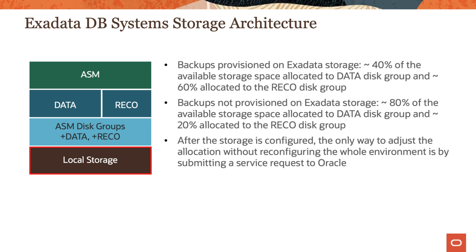When backups are provisioned on Exadata storage, 40% of the available storage space is allocated to data disk group and 60% allocated to the RECO disk group. When backups are not provisioned on Exadata storage, 80% of the available storage space is allocated to the data disk group and 20% is allocated to the RECO disk group. After the storage is configured, the only way to adjust the allocation without reconfiguring the whole environment is by submitting a service request to Oracle.